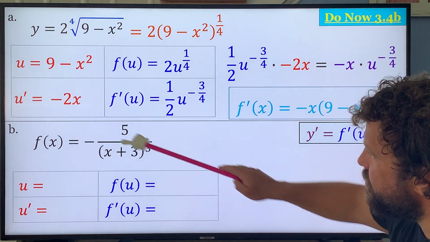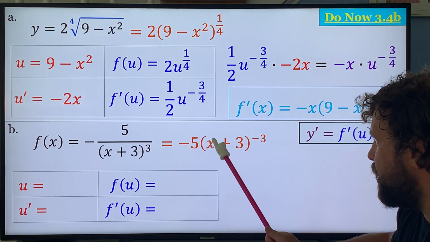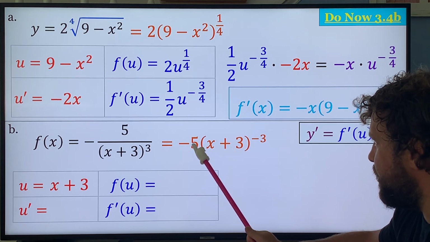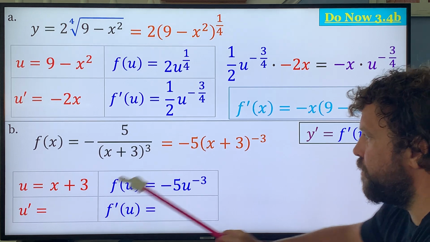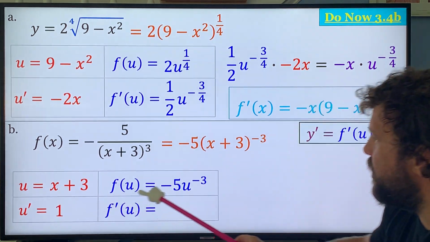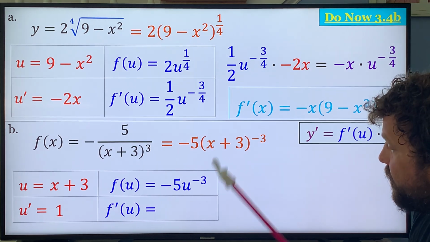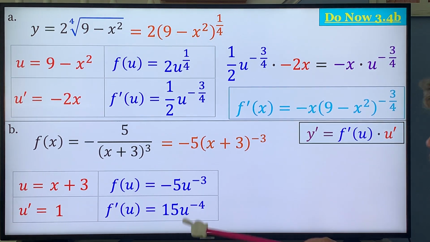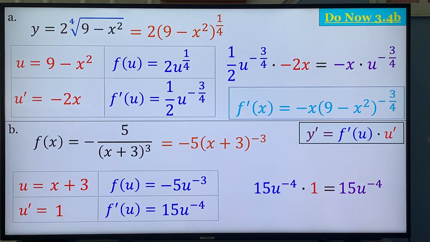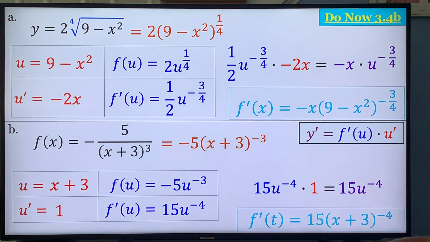Here, negative 5, x plus 3 to the negative 3. X plus 3 is my u. Negative 5u to the negative 3 is my f of u. Derivative of this is 1. Derivative of this is negative 3 times negative 5, which is 15u to the negative 3 minus 1, negative 4. 1 times anything is itself, so it's just 15u to the negative 4. Or 15 times x plus 3 to the negative 4. 15 divided by x plus 3 to the 4.